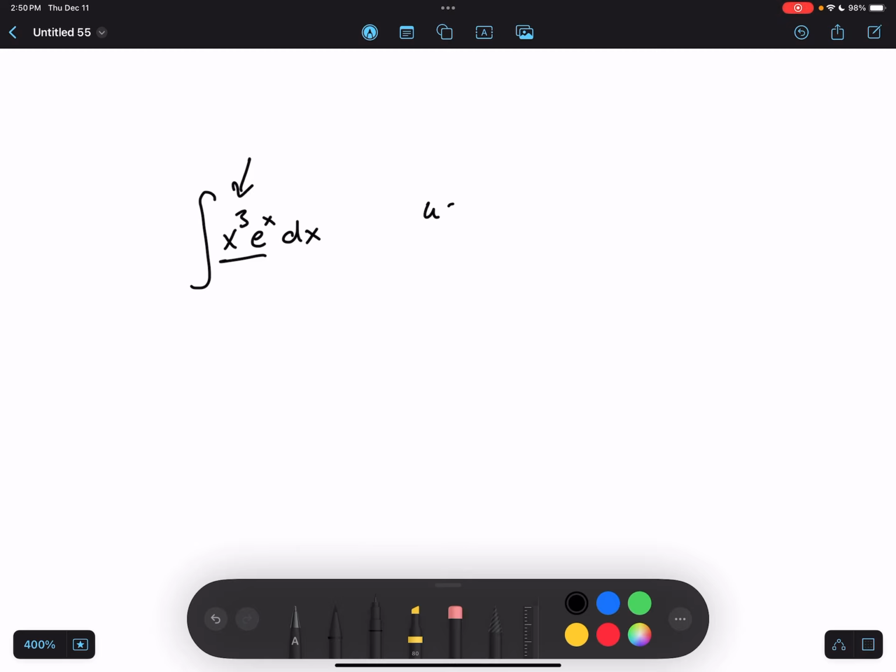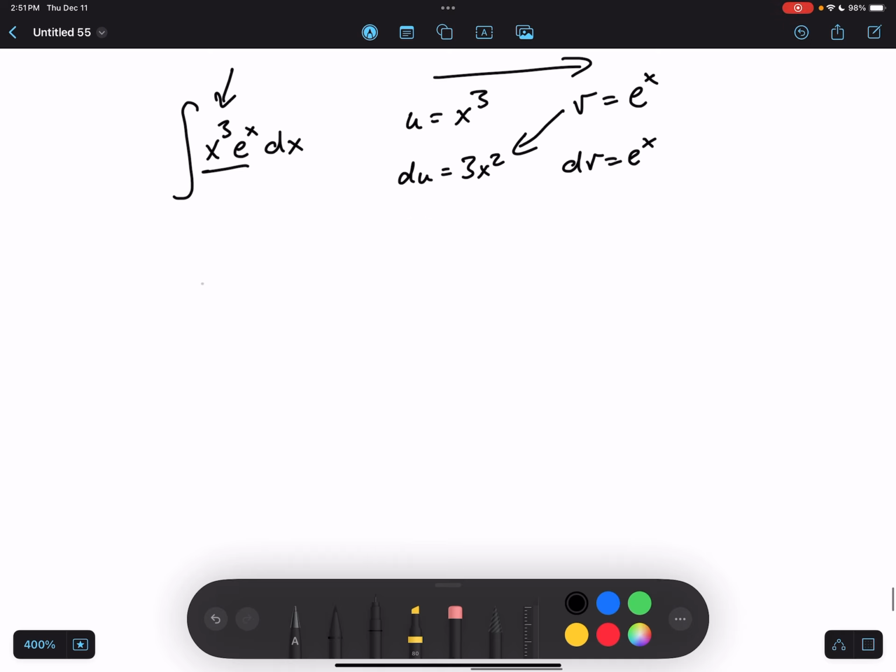So we'll start by letting u equal x³, du will become 3x², we'll let dv equal e to the x, and we'll integrate that to get v equals e to the x. With integration by parts, we'll go across the top and then down over. So we'll start off with x³ e to the x minus the integral. We have a 3 here we can kick out front, x² e to the x dx.